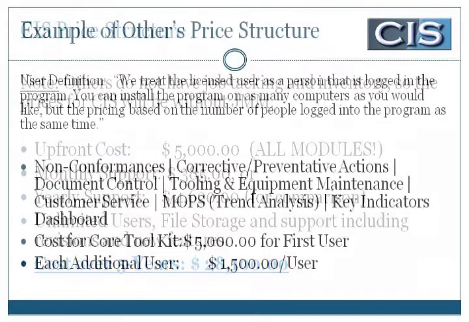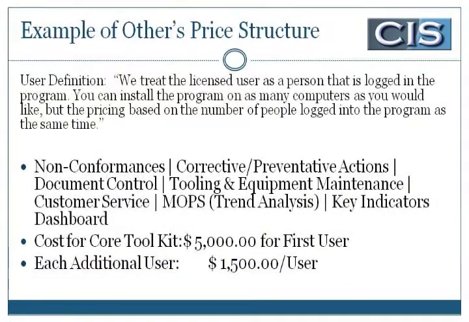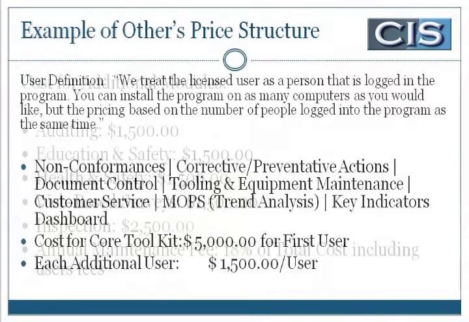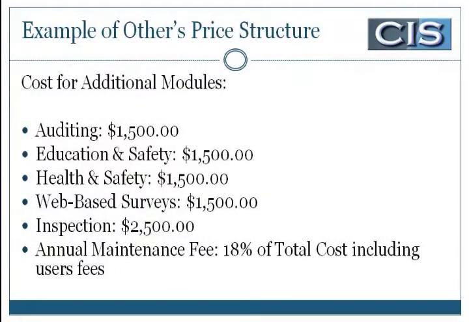So let's have a look at how some of these companies charge. They always offer a core package, in this particular example nonconformity, corrective action, preventive action, document control, and so on. And that costs for the core kit $5,000 for one user. Now, for each additional user, it's $1,500. They then charge for additional modules such as auditing, education, safety, web-based surveys, inspections, and so on. Of course, this brings up the initial price, or the upfront cost of the software, from $5,000 to $10,000, $12,000. And don't forget the $1,500 for each additional user.